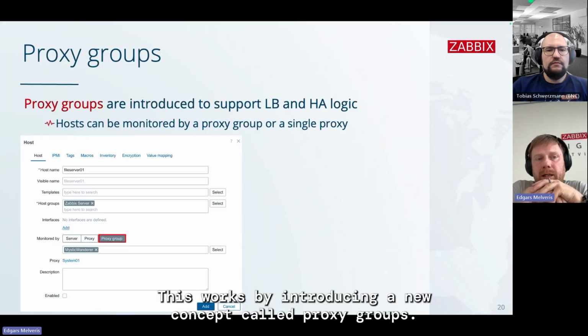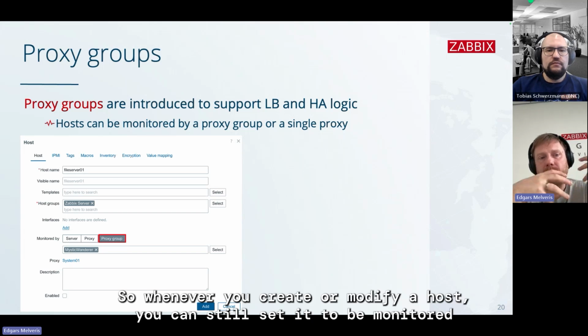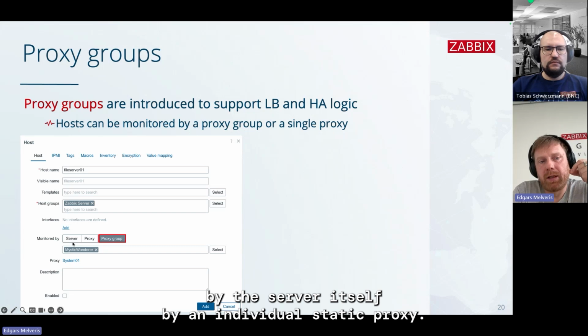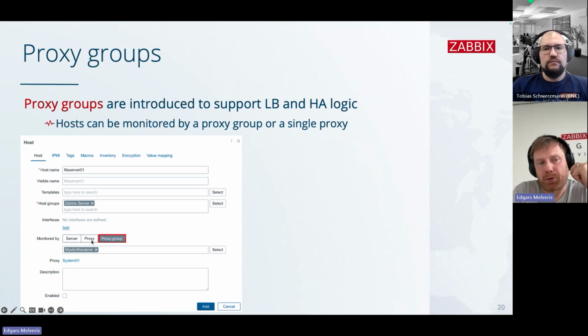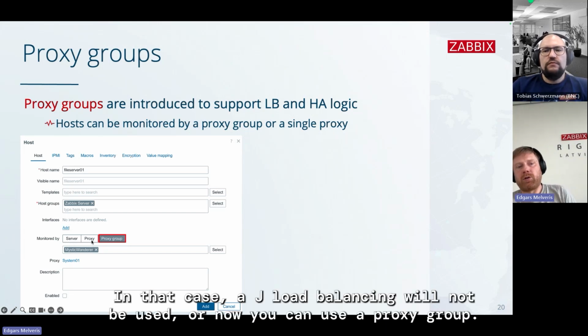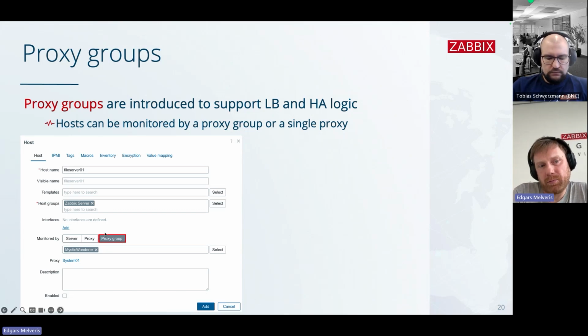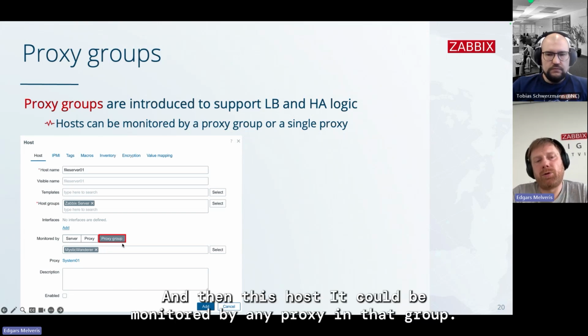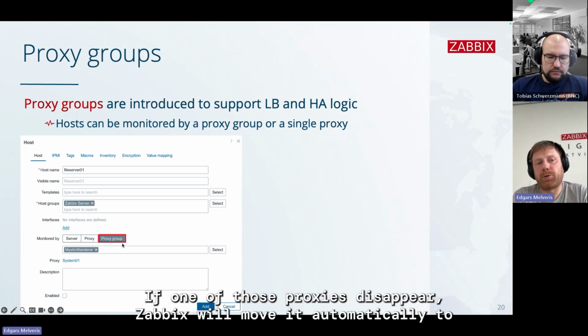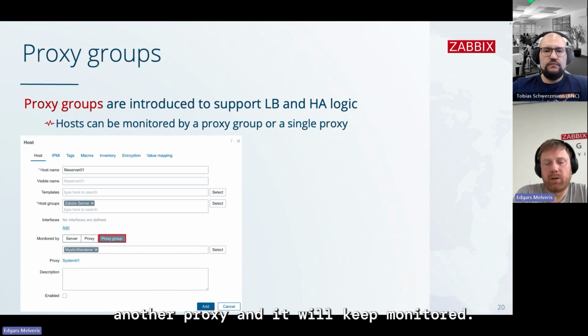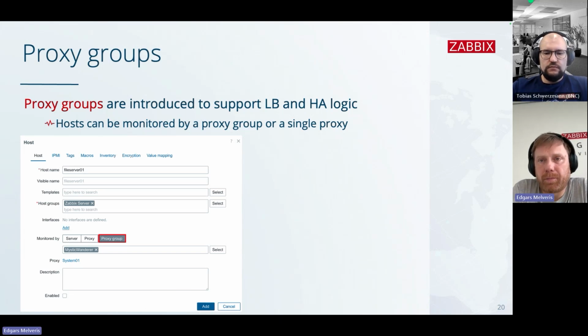This works by introducing a new concept called proxy groups. So whenever you create or modify a host, you can still set it to be monitored by the server itself, by an individual static proxy. In that case, HA and load balancing will not be used, or now you can use a proxy group. Okay, and then this host could be monitored by any proxy in that group. And if one of those proxies disappears, Zabbix will move it automatically to another proxy and it will keep being monitored.